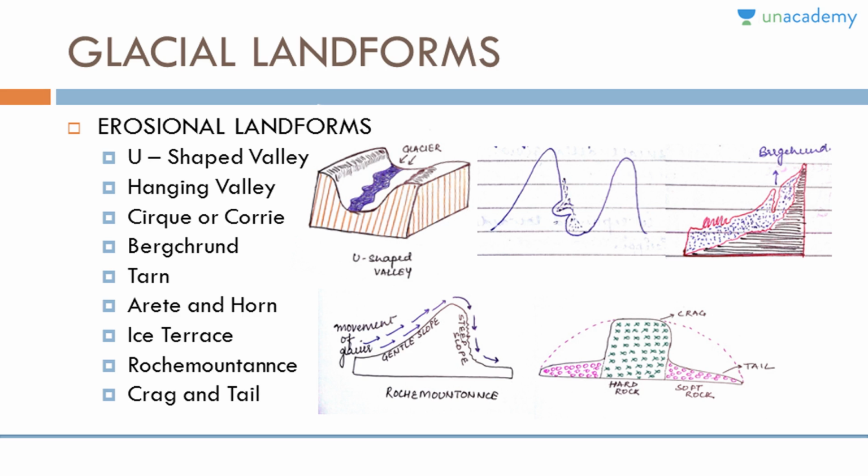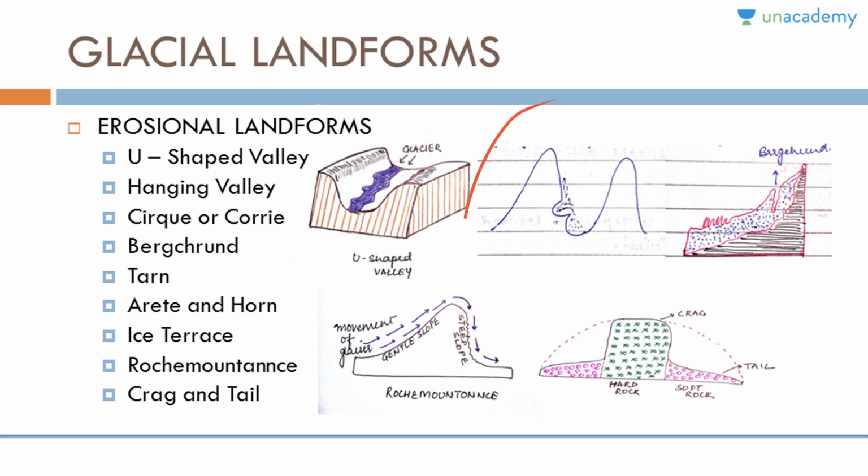The glacier also creates landforms either by erosional work or by deposition. Erosional landforms created by glacier includes U-shaped valley, which is created by process of glaciation and have characteristic U shape with steep straight sides and flat bottom.